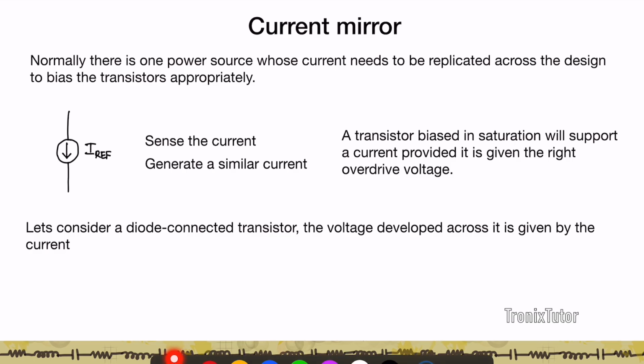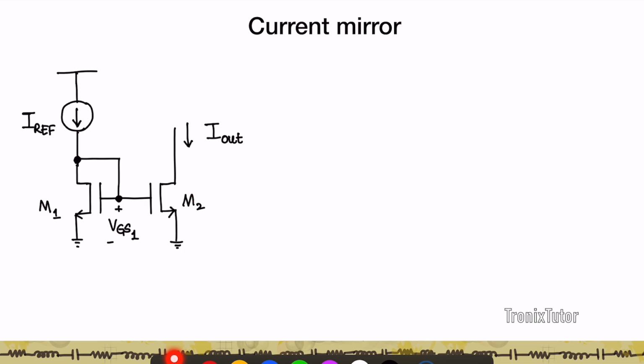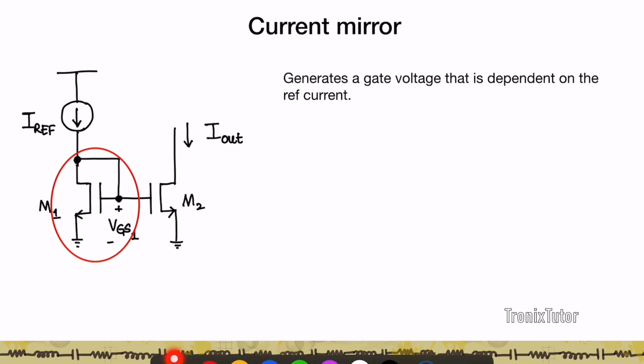So now let's consider a diode-connected transistor. If I have a current flowing through a diode-connected transistor, then the gate to source voltage developed across it is related to the current flowing in the transistor, simply because this configuration is always going to be in saturation. So if I consider this combination here, Iref is flowing into a diode-connected transistor M1 whose gate is also shared with another transistor M2. Let's try and see how Iout is related to Iref.